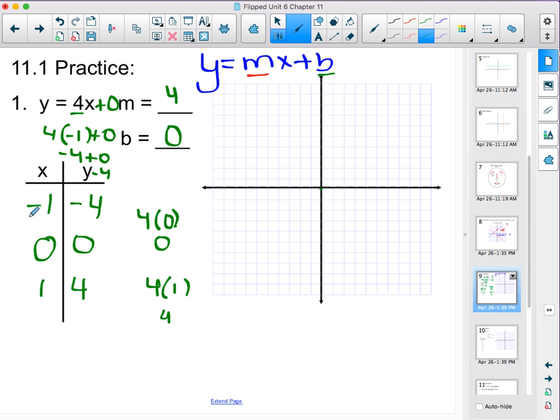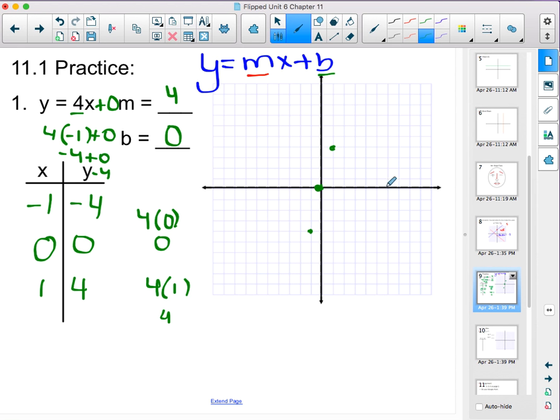And I'm going to graph my coordinate pairs. The first point is -1, -4, so I start at 0, 0, walk -1, jump -4. My second point is 0, 0, so I'm going to walk 0, jump 0, put a point there at the origin. And my third point is 1, 4, so I'm going to walk 1, jump 4.